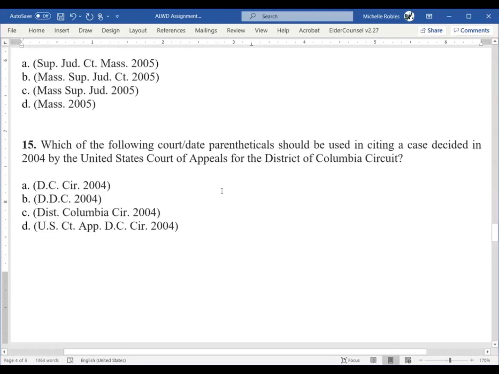Let's go ahead and do number 15 together. Which of the following court date parentheticals should be used in citing a case decided in 2004 by the United States Court of Appeals for the District of Columbia Circuit? Are we in federal court or in state court? Hopefully you said federal court, and we know that because it says United States Court of Appeals. So we're going to be looking in the front half of Appendix 4.